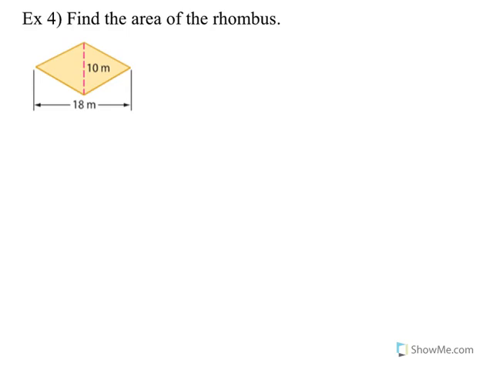Example 4, find the area of the rhombus. So last but not least, we have our rhombus. Rhombus area is equal to 1/2 d1 times d2. And simply put, I call them d1 and d2 because they're the diagonals.